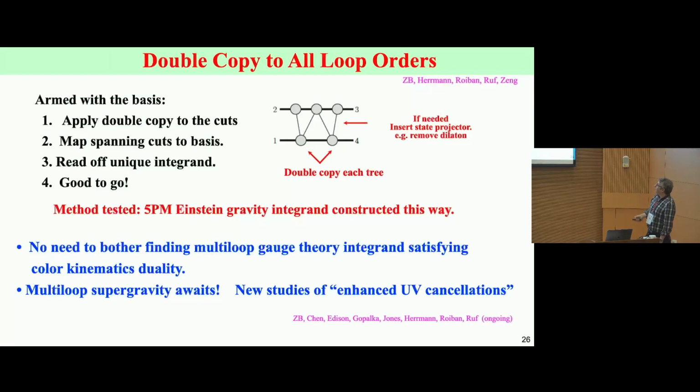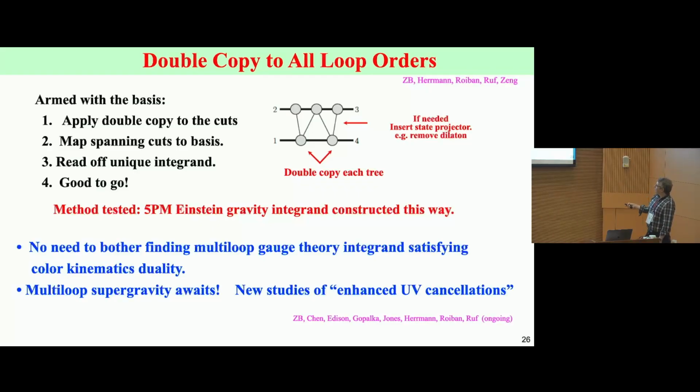And now, okay, double copy to all loop orders after that story, it's trivial. Trivial because the double copy works for trees. Okay? And if you need a projector thrown in, you put in a projector. And then you just apply the double copy, then you map the spanning cuts. Spanning cuts means the set of cuts needed to fully reconstruct the integrand. You map it to a basis, you read off the unique integrand, and you're good to go.